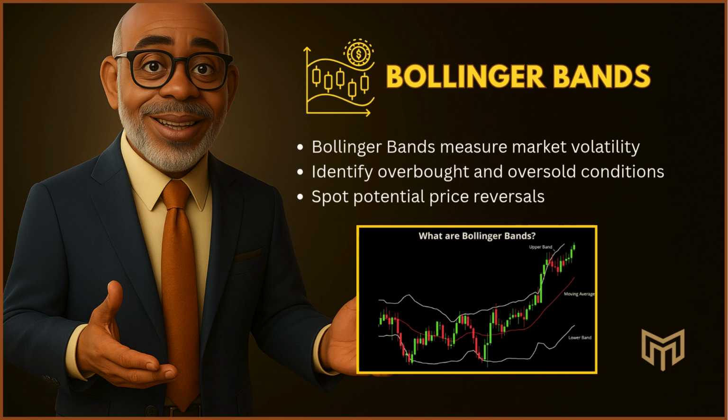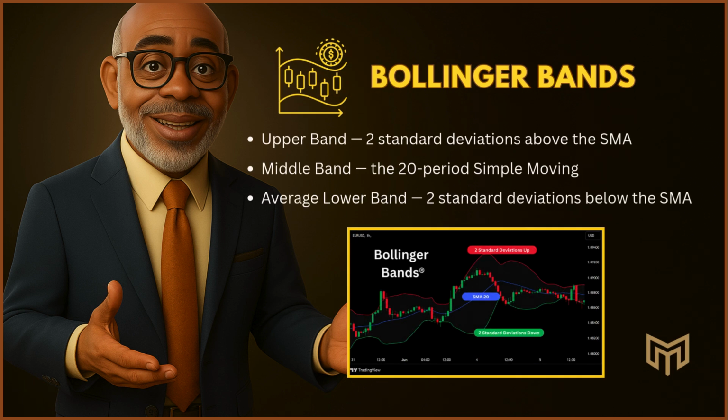Before we dive in, let's quickly recap the key components of Bollinger Bands. Bollinger Bands are made up of 3 lines. The middle band is a 20-period simple moving average. That's your baseline. The upper band sits 2 standard deviations above it, and the lower band sits 2 standard deviations below. As volatility increases, the bands widen. As volatility decreases, they squeeze together. That dynamic movement is what makes Bollinger Bands such a powerful tool for reading market conditions.